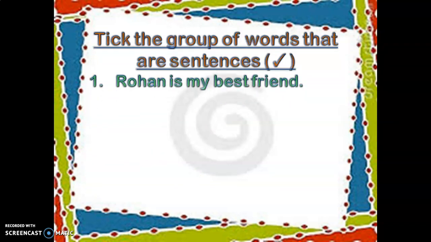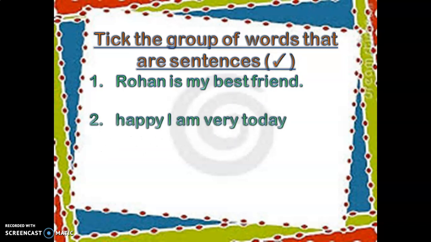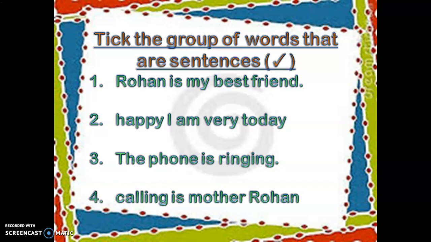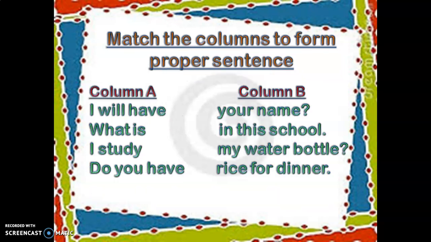Now you have to take the following group of words and check if they are a sentence, and if they are not a sentence, we'll put a cross in front of it. Rohan is my best friend. It makes some sense, so it will be a sentence. Happy I am very today. It does not make any sense, so it won't be a sentence. The phone is ringing. It makes some sense, so we'll consider it as sentence. Calling is Mother Rohan. It does not make any sense, so it is not a sentence.